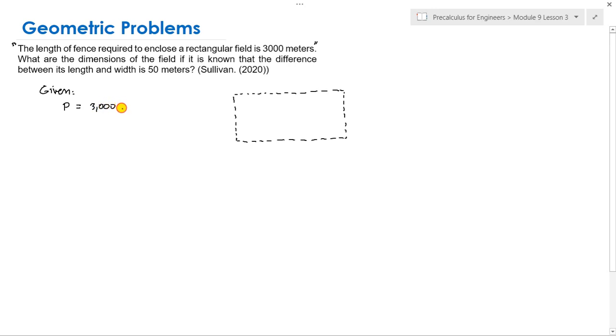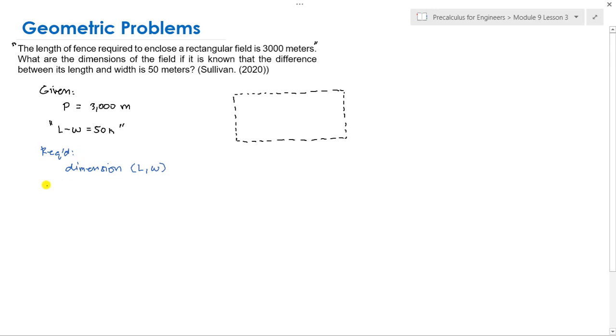So 3,000 meters. Next, what are the dimensions of the field if it is known that the difference between its length and width is 50 meters? So we have here a conditional statement. So part of the given. So the difference daw between its length and width, that is L minus W is equal to 50 meters. So this is a conditional statement. And required here is same ra gihapon. That is the dimension. The dimension, length, and width.